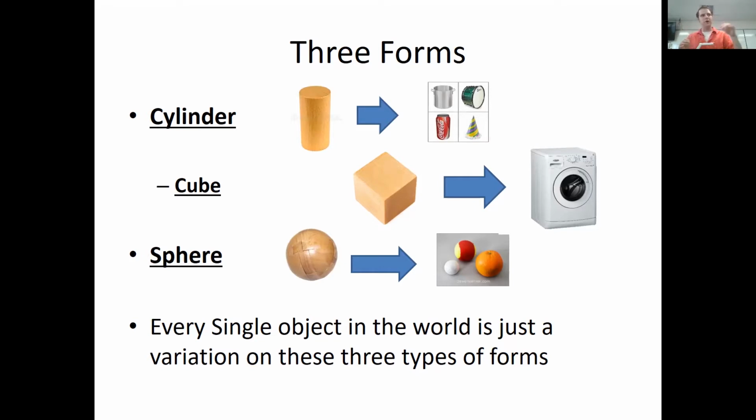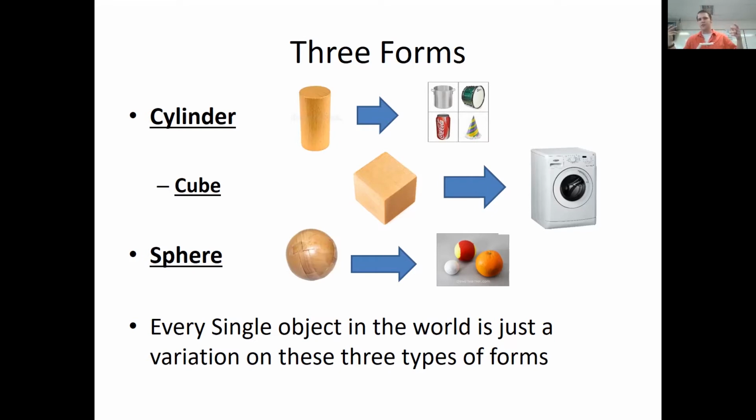Is it like a cup, a drum? If you look right here, this party hat is a cone. These things are all cylinders with just different form and different shape to them as they go. The cube, this is literally a cube. If you look at a washer or dryer, if you look at a table, if you look at a chair, if you look at things in your house, even if you look at your bed or your couch, if you think about this as a simplified form, it is a cube. It has four sides.